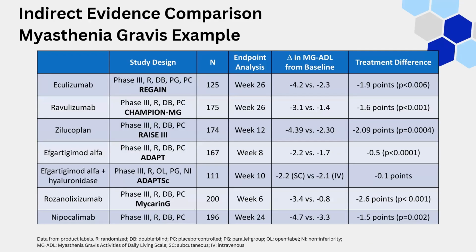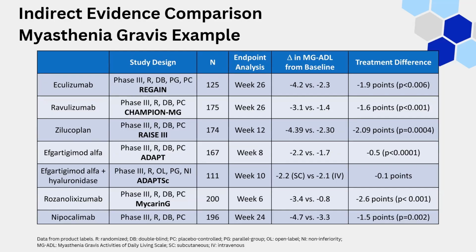What I've done here is include all of the drugs that are used in advanced refractory myasthenia gravis, with a little bit about the study design for these studies, the numbers included, and the endpoint analysis. What's key here is that they all have to have the same endpoint. Fortunately, the FDA will often put out guidance for industry to say that if you're evaluating a new drug for a certain disease state, you need to include this endpoint as a primary endpoint. And so you're able to build some sort of table for indirect comparison on the same endpoint.